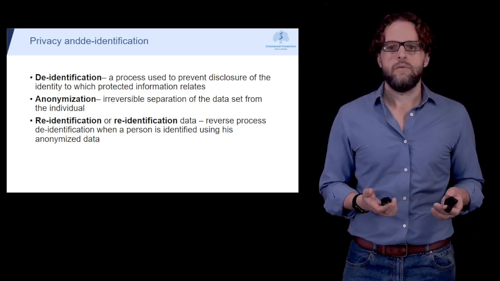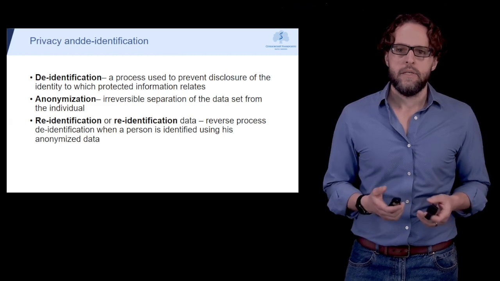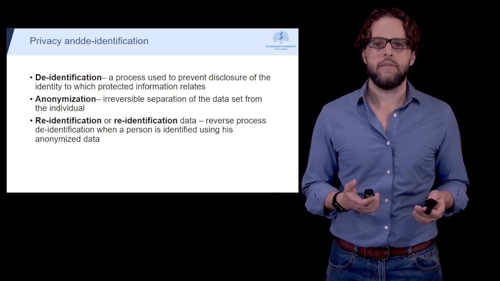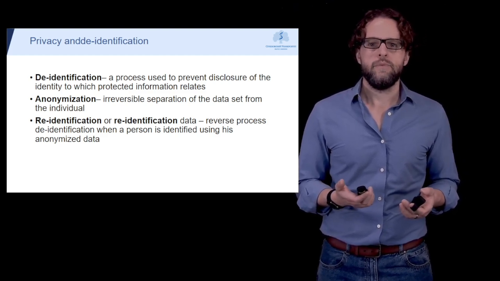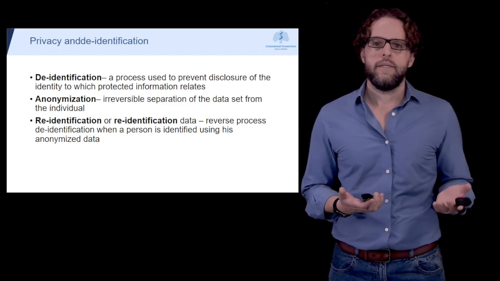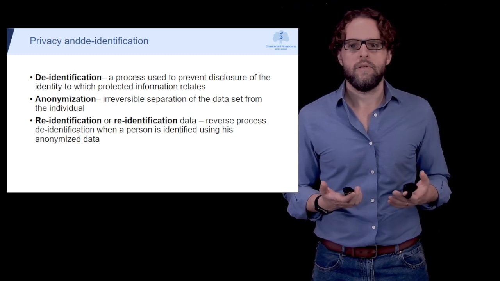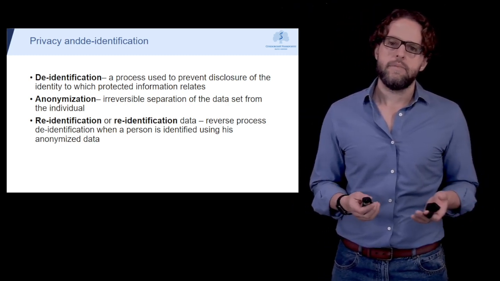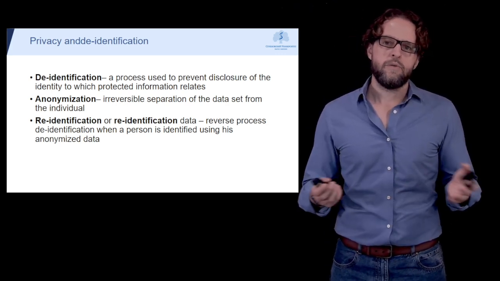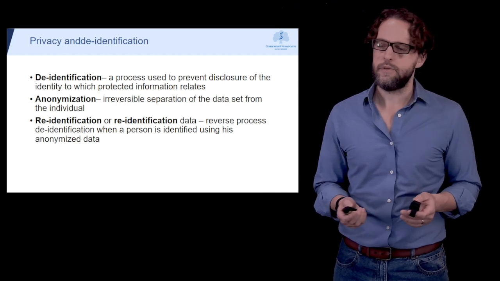The problem of de-identification is that this process is often reversible. The reverse process, when a person is identified using his anonymized data, is known as re-identification, or this data will be called re-identified data. Successful re-identification could be done very successfully in cases where we have a lot of data related to this patient. So in any case, it will be quite specific for a certain person.